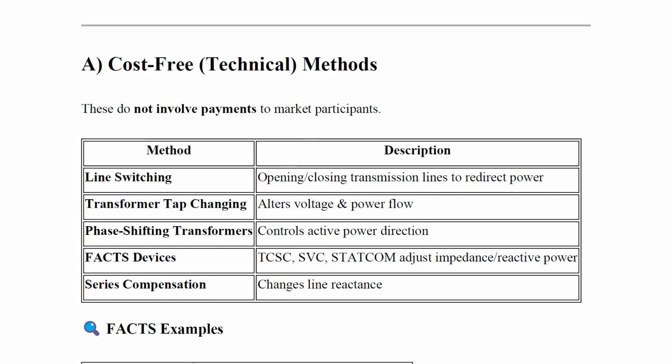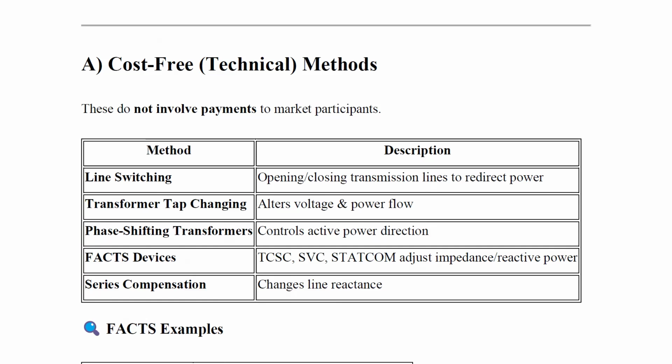Next is transformer tap changing settings, which alters the voltage and power flow. For example, if you are connecting an on-load tap changing transformer, you can drop the voltage suddenly. If the voltage suddenly rises there, you can drop the voltage by using the step down transformer, and you can control the power flow.